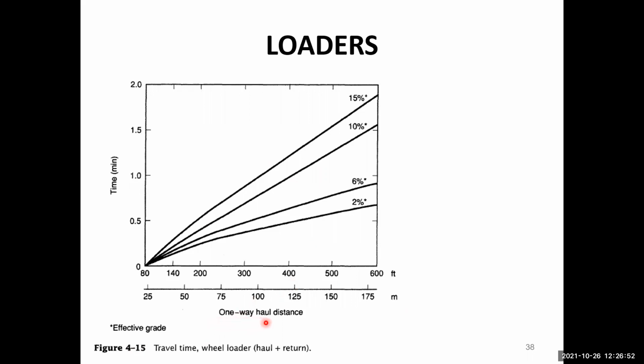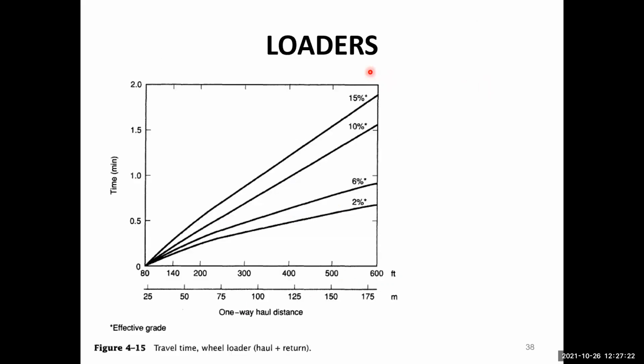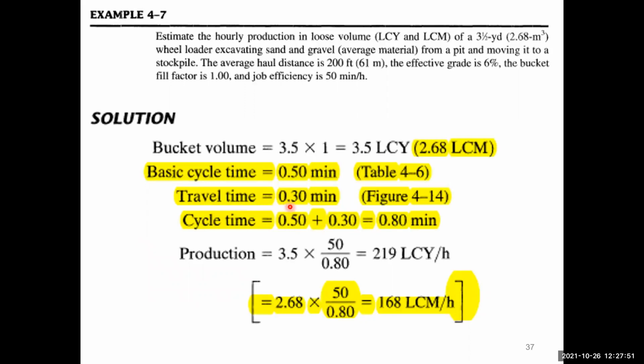On the x-axis, the one-way haul distance in feet and meters has been given, and then different curves have been given for the slopes. The effective grade is 6%, so we need to look at the 6% grade, and the average haul distance is 61 meters. Taking 61 meters, about 200 feet, we get a value on the 6% curve, and moving towards the left side we get about 0.3 minute. So the travel time is 0.3 minute.